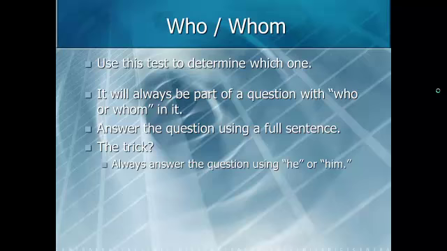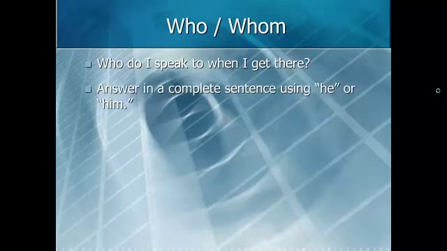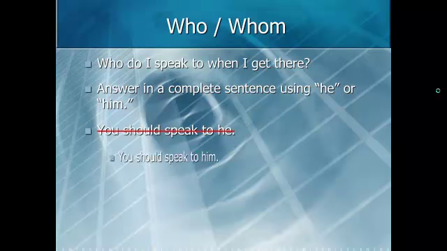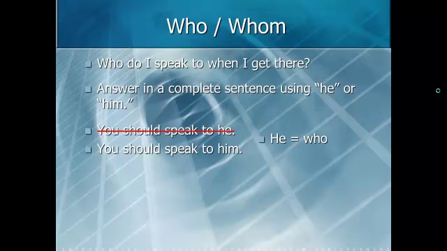So you can come back to this screen if you want to, but let me go forward and explain what I mean. So you have something that says, who do I speak to when I get there? Should I have written that as who or as whom? Well, let's do what we said. Answer in a complete sentence using he or him. You should speak to he. No, that's wrong. You should speak to him. So that's correct. So we know him is the right form. So if the answer were he, we would use who. If the answer were him, which it is, we would use whom.